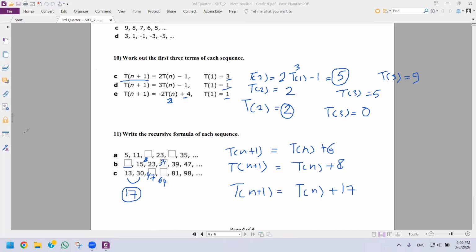And by the way, for all of them, you have to add T1, because if you don't have T1, you cannot solve. T1 is equal to, what's the first number here? 5. Next one, what is T1? If it is not given, you need to find it. Here we are adding 8, so subtract 8 if you are going back. 15 minus 8, 7. So T1 is 7. And the last one is already given. T1 is 13.